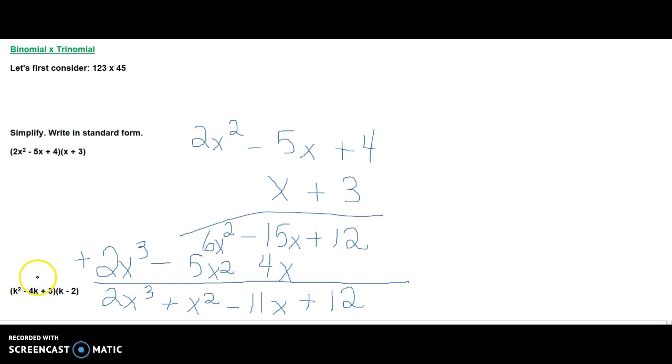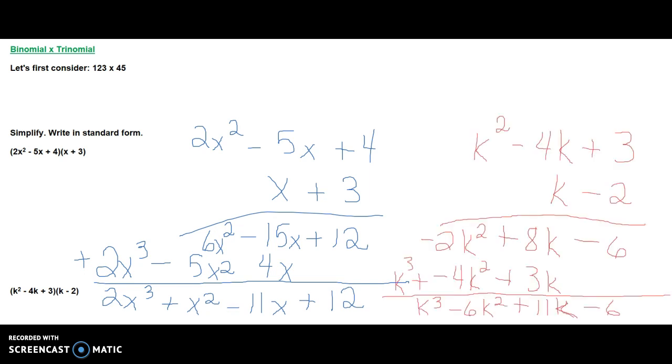Take a moment to try the last one. Pause the video, and when you are ready to come back and check your answer, come back and check your work. So if you attempted that problem and ended up with k cubed minus 6k squared plus 11k minus 6, you were correct.